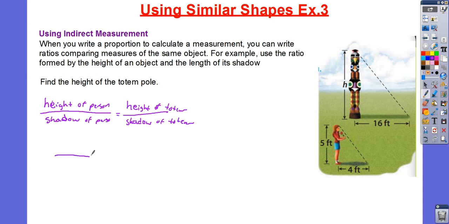So, let's go ahead and solve this. The height of the person is 5 feet. The shadow length is 4 feet. The height of the totem pole is h. That's what we don't know. But we do know the height of its shadow is 16 feet. So, this is just a proportional one. So 4 times 4 is equal to 16. So 5 times 4 is going to get me my value of h. So h is equal to 20 feet.